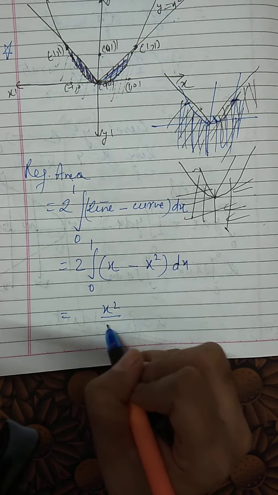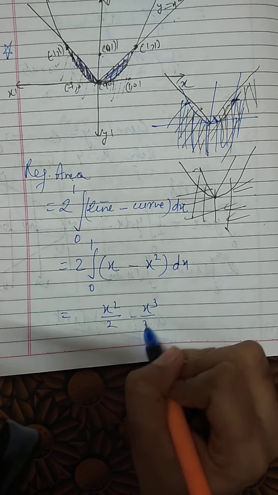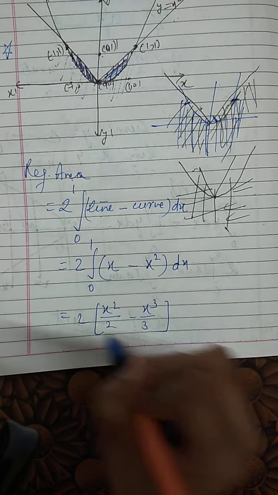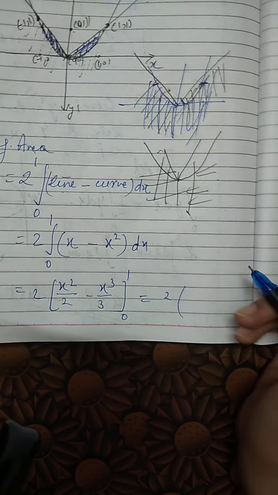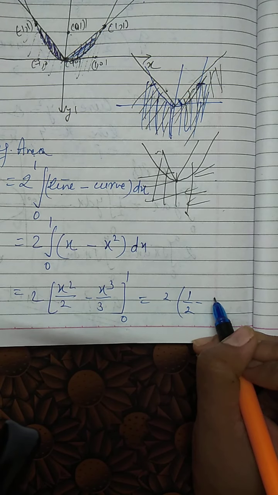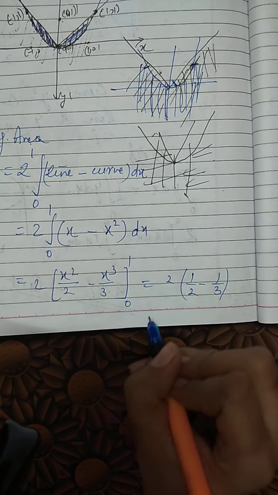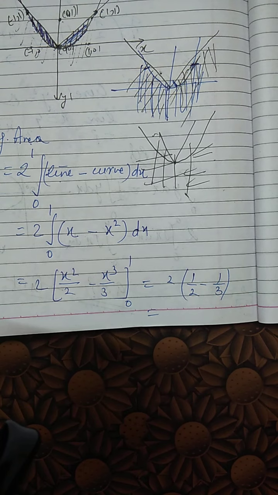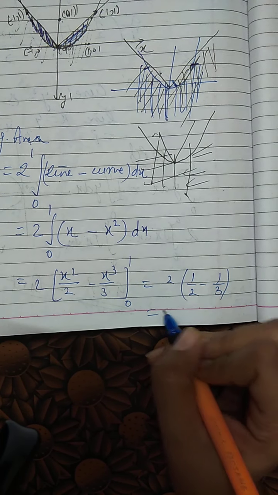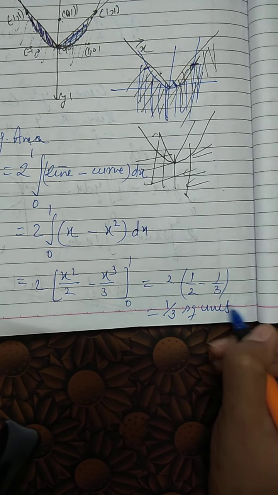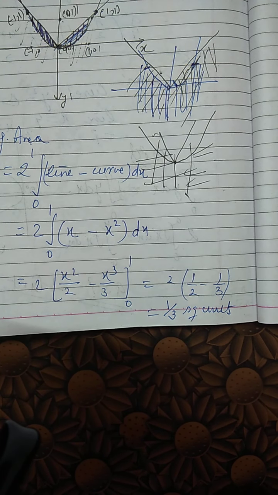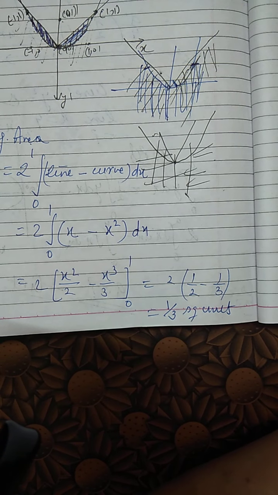So it will be x square by 2 minus x cube by 3. Twice of this, the limits are 0 to 1, so it will be twice of 1 by 2 minus 1 by 3, okay? That is 1 by 6. So 2 into 1 by 6 means 1 by 3 square units should be our answer. 1 by 3 square units will be our answer.